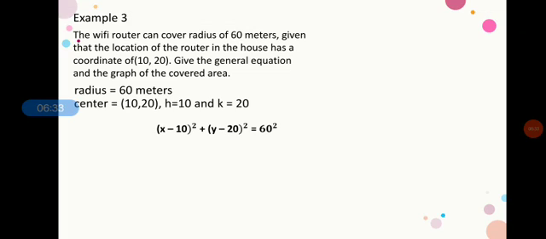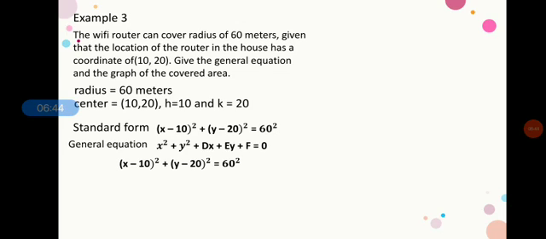So, let us substitute it in the standard form of a circle. Yan. And then, eto naman yung ating general equation. Gusto niyang makita yung general equation. So, expand lang natin to. So, we have the square of x minus 10 is equal to x squared minus 20x plus 100 using the FOIL method. And same true with the square of y minus 20. That will be equivalent to y squared minus 40y plus 400. And then, squared natin yung 60 and that is 3,600.